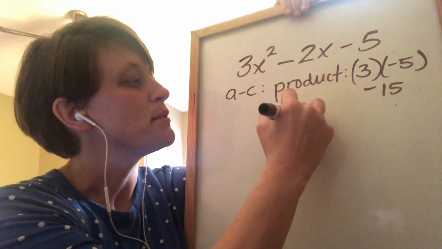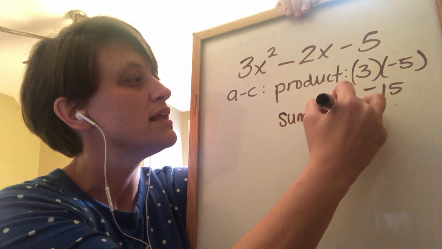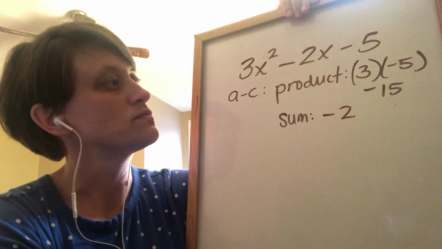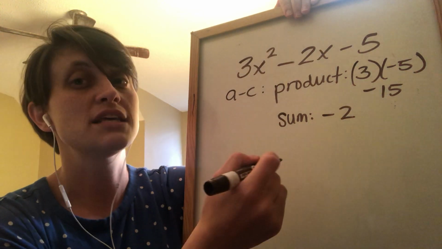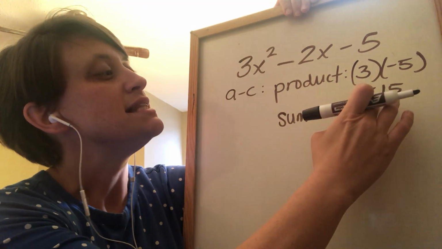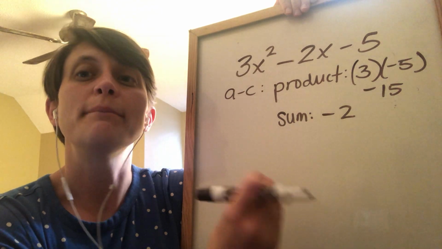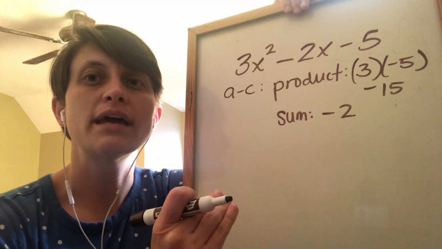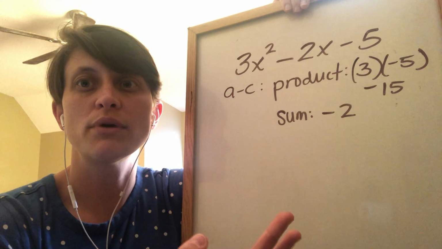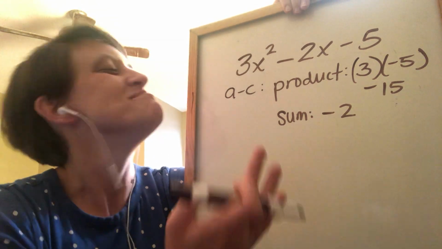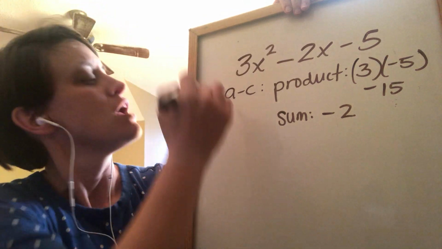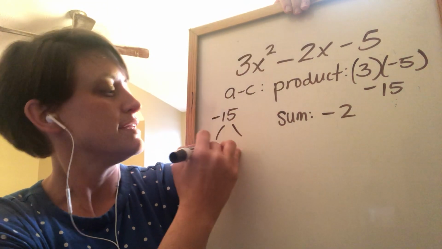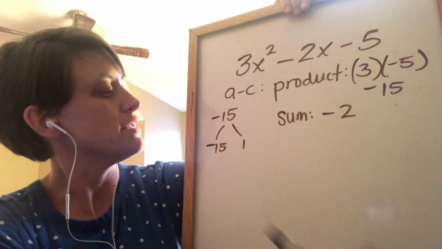Okay, these two numbers also have to have a sum that is the same as the middle coefficient, in this case, -2. So at this point, we're going to treat it just like we did before. Since the product is negative, we know that the two numbers have to have opposite signs. And since the sum is negative, we can kind of cut our work in half by saying, well, that means the bigger number has to be negative to make the sum negative.